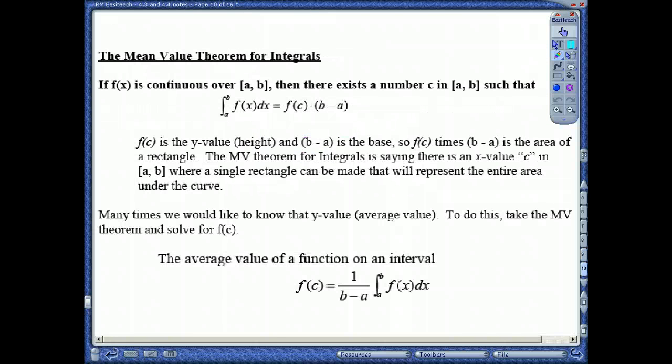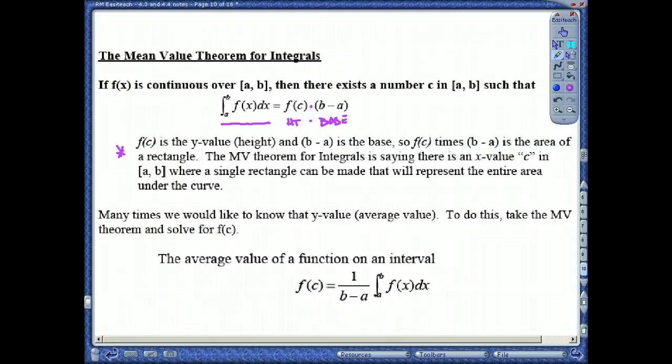Now with the integral, it's the same basic concept. First of all, we have to be continuous on our closed interval, once again, because you can't find the area under the curve if you're not continuous. There exists a c value in between a and b, so same concept, such that your area under the curve is equal to, and you'll notice this is a height, this is the base. So it's saying that there is one rectangle that is a height of f of c that will represent the entire kooky, crazy area under the curve. Okay, so that's basically what that's stating for us.